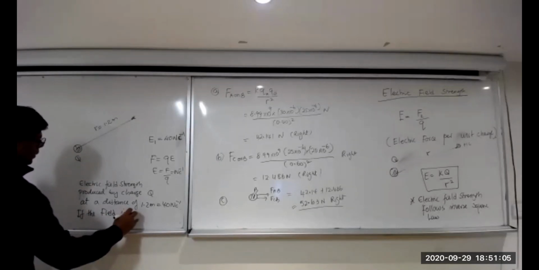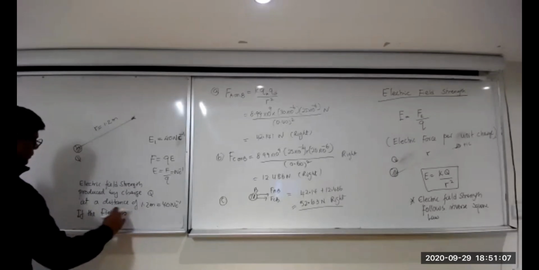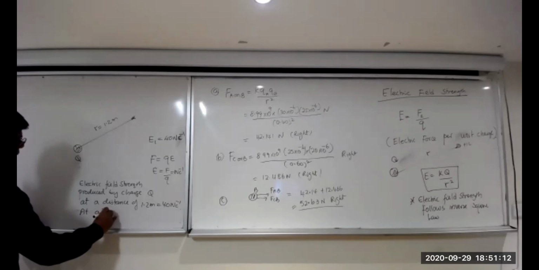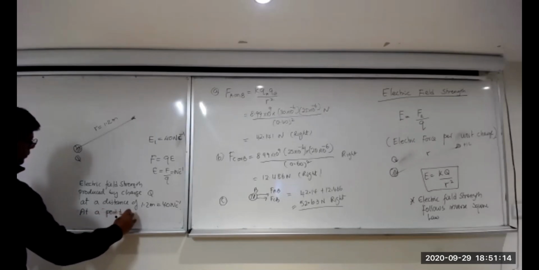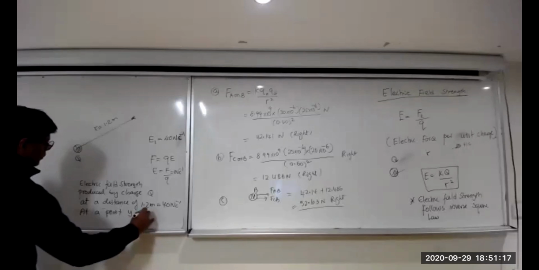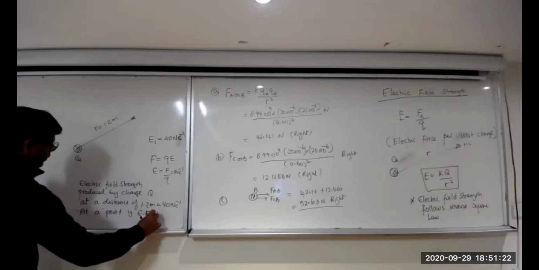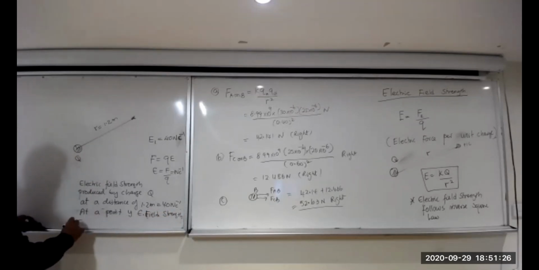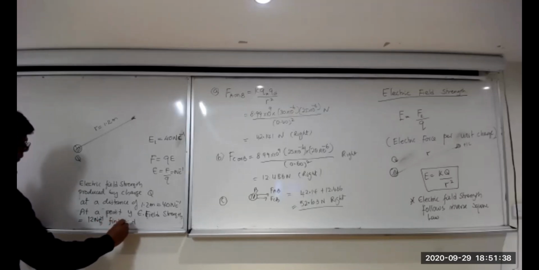The field strength at point Y, if the electric field strength is equal to 12 newtons per coulomb, find the distance.